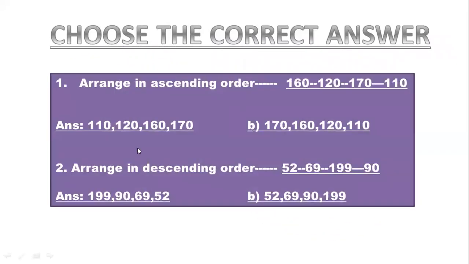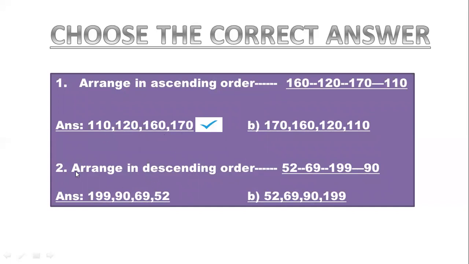Now you have a question. Arrange in descending order. 160, 120, 170 and 110. Which will be the correct answer? 110, 120, 160, 170, or is it 170, 160, 120 and 110? Which is the ascending order? Ascending order means from small to big. So A is the ascending order: 110, 120, 160 and 170. The numbers are going from small to big.